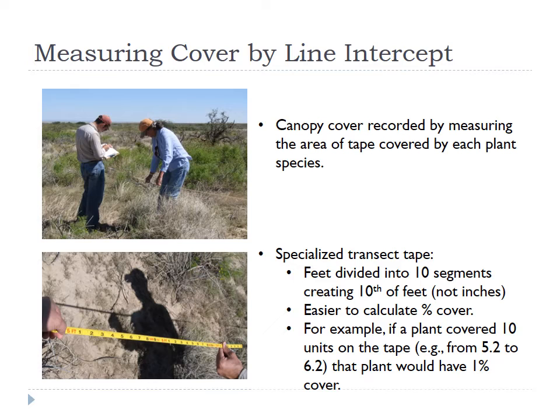It was a 100-foot transect, but they have these specialized transect tapes that they use for cover where they divide a foot into 10 segments. So the data are taken in tenths of feet, not inches. That's a little bit weird. So it's like taking the metric system and applying it to feet. So the transects are in tenths of feet, and that's what you'll see with the data that you're calculating in this assignment. It's great, though, because it's really easy to calculate cover then.